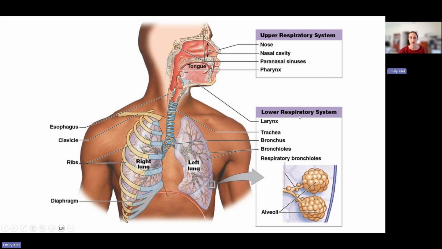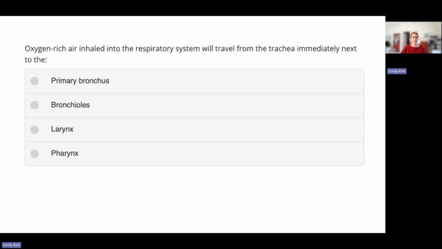And then the lower respiratory system includes the larynx, the trachea, the bronchus, the bronchioles, the respiratory bronchioles, and then the alveoli. So you want to know which structures are involved in which system, what is the upper respiratory system, and what is the lower respiratory system. And you want to know the flow through those systems. So take a minute to look at this question. You can pause the video if you need to.